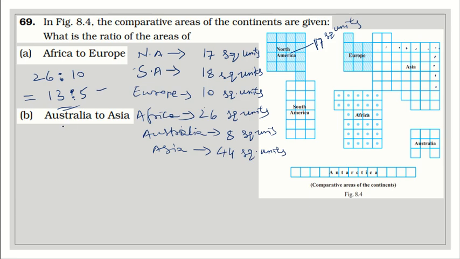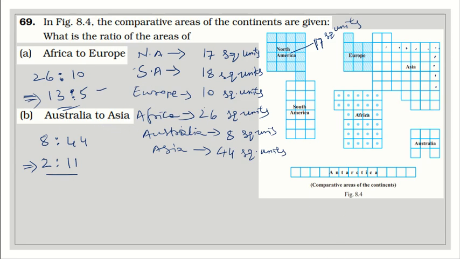So Australia to Asia is 8 is to 44. On simplification it becomes 2 is to 11, since 4 2s are 8 and 4 11s are 44. So 2 is to 11 is the ratio between the areas of Australia to Asia.